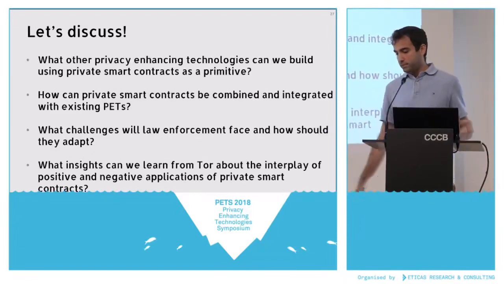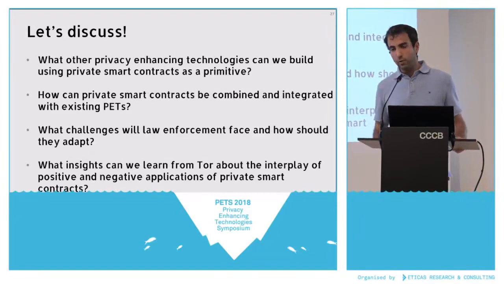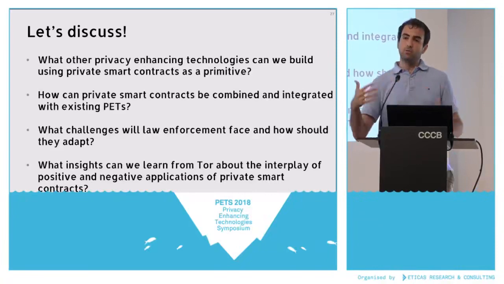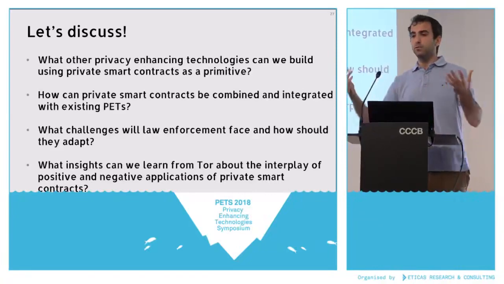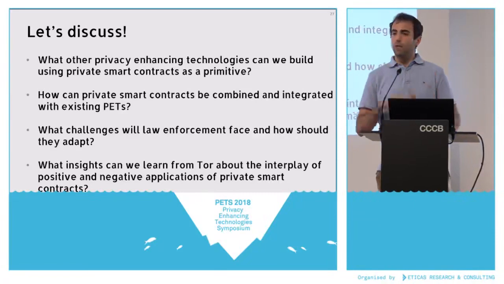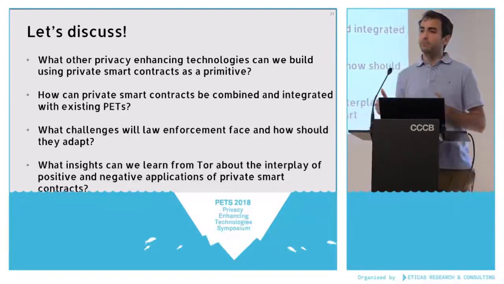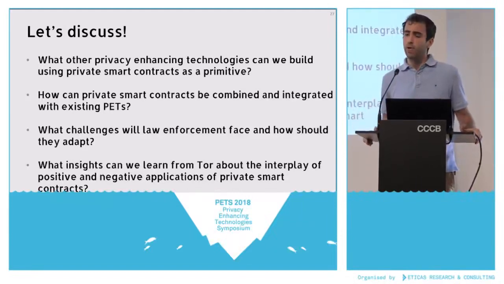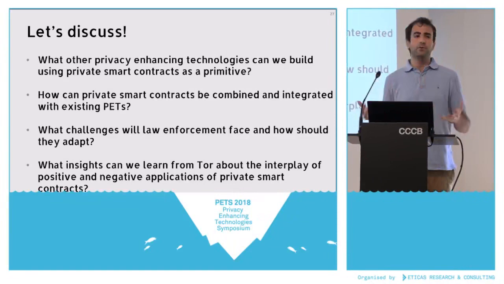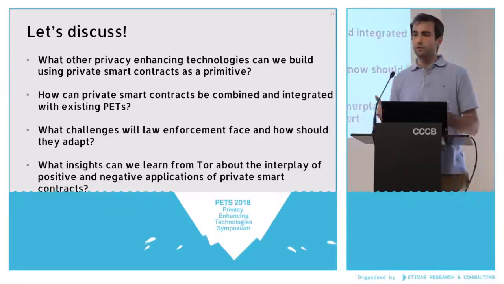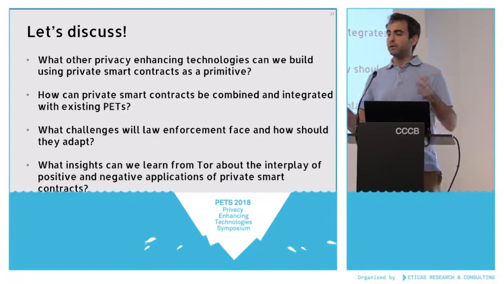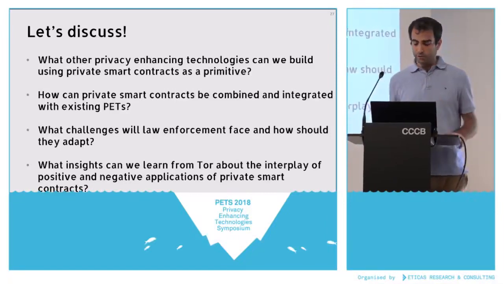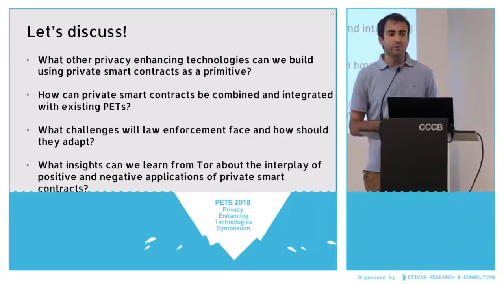Just to set what I started with before, I think there are lots of ways where we, meaning people who develop private smart contracts, can learn from the PETS community, both in terms of the interplay of positive and negative aspects of private smart contracts, and what lessons we can learn from Tor. And there are also, on the flip side, things which I think the PETS community in general, even if you're not interested in cryptocurrencies, can learn about private smart contracts. In particular, if you think about this as a primitive, what nice and interesting things can you do with it, and how can you augment protocols that already exist? With that, I'd like to turn this over to the discussion. Thank you.